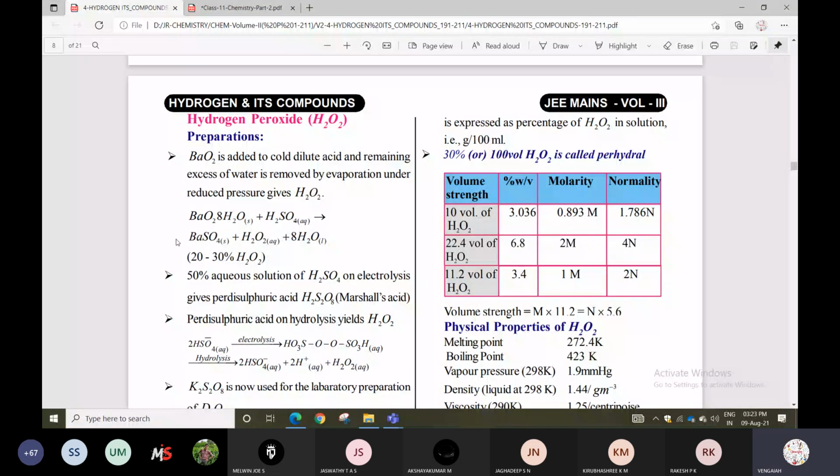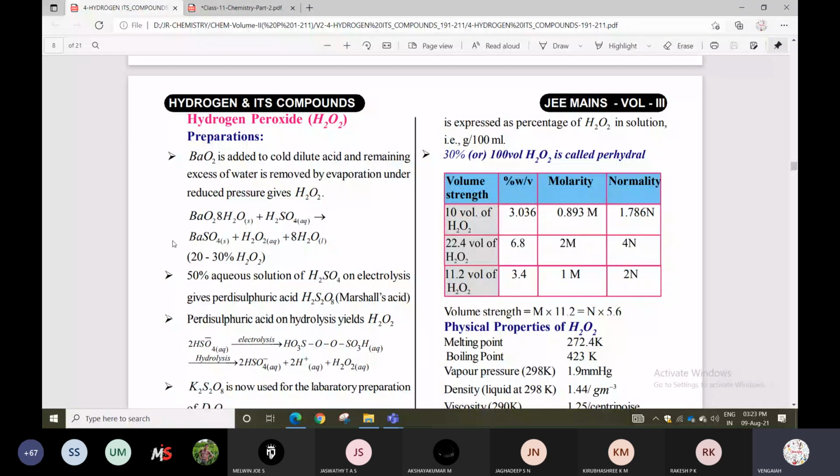A 50% aqueous solution of sulfuric acid on electrolysis gives perdisulfuric acid, that is Marshall's acid. The formula is H2S2O8. First you take sulfuric acid and carry out electrolysis, you get perdisulfuric acid, H2S2O8, one more name is Marshall's acid. On hydrolysis you can get hydrogen peroxide.